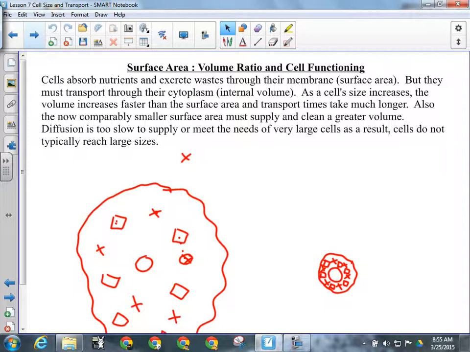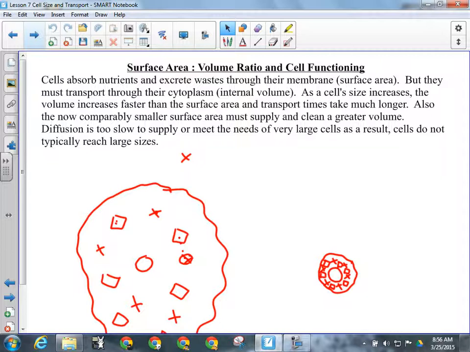The big thing we need to know here is that cells absorb nutrients and excrete wastes through their membrane, that is, their surface area. But they must transport everything they get through their cytoplasm, which is their internal volume. As a cell's size increases, the volume increases faster than the surface area, and transport times take much longer. Also, a comparably smaller surface area must supply and clean a greater volume. Diffusion is too slow to meet the needs of very large cells. As a result, cells do not reach large sizes. That's what we talked about yesterday, just a quick review of that.